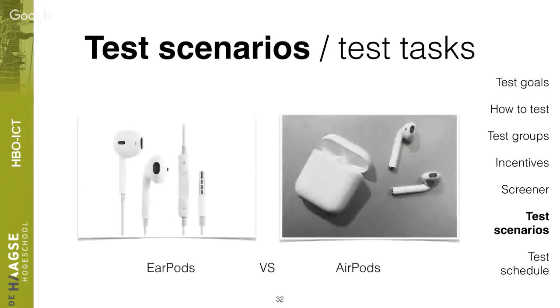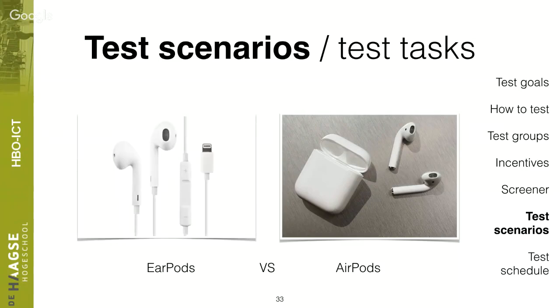Examples I have are EarPods and AirPods. So for Apple, this is a very important difference. AirPods are the wireless ones. EarPods are the wired headphones. I noticed yesterday that I had an outdated picture here because there is no headphone jack. So I had to find a new picture with a lightning connector so that we are keeping up with the times.